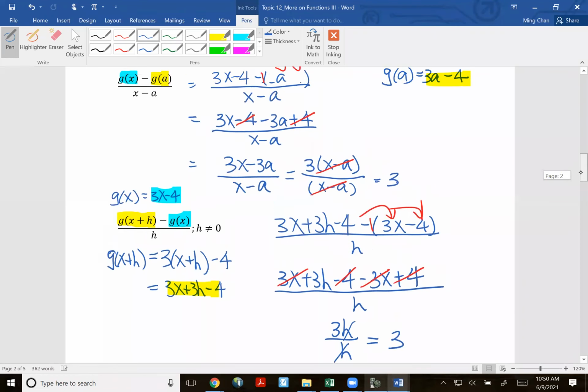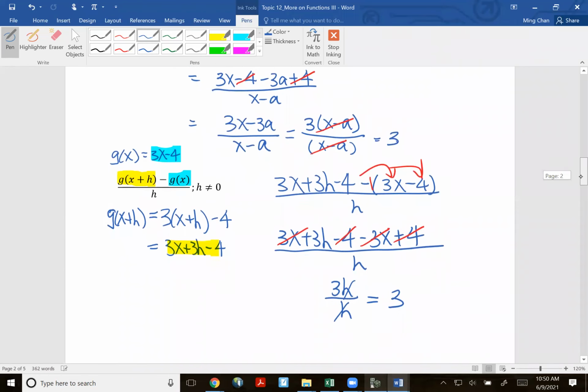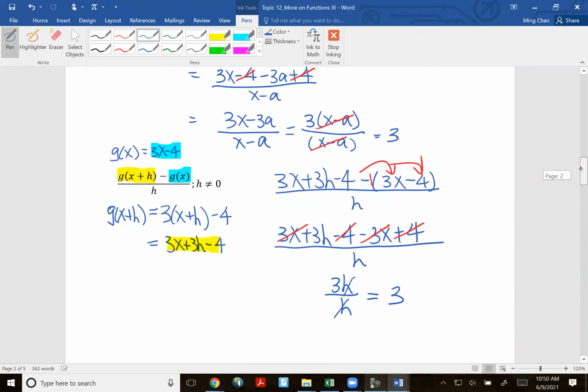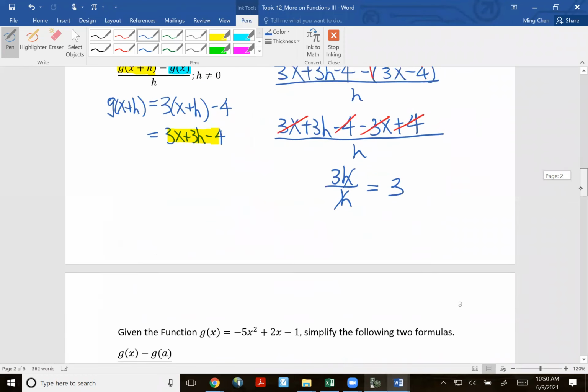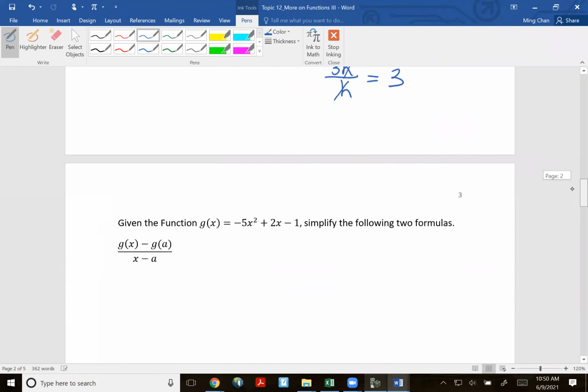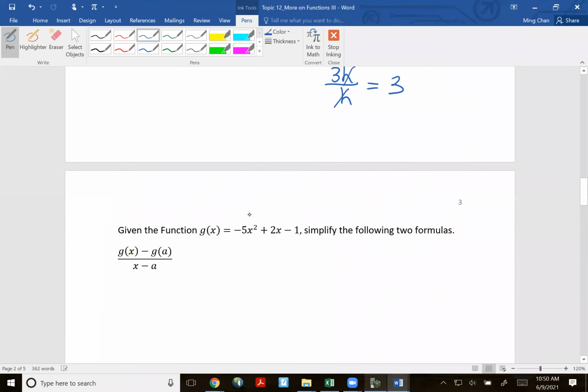All right, so that's not too bad because g of x originally was a linear function. A linear function is always a little bit easier to work with. Now, if we go out to quadratic functions, then it gets a little bit trickier.